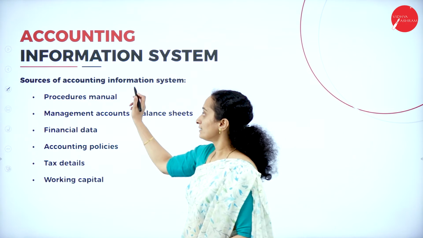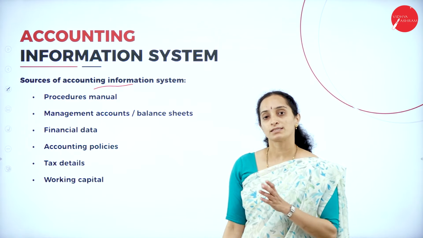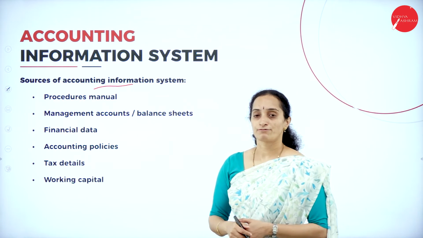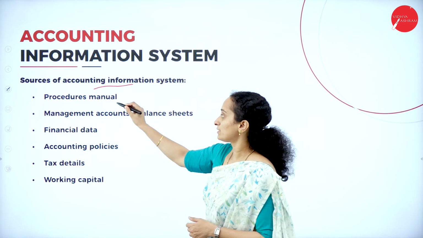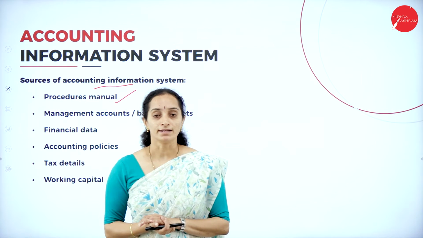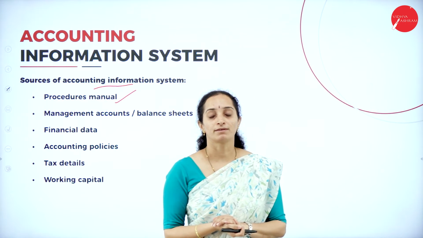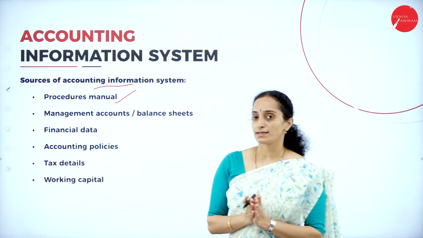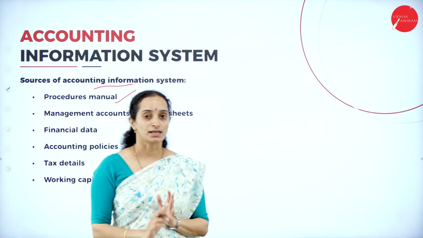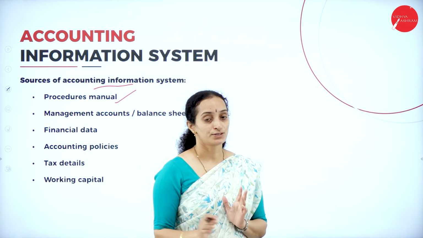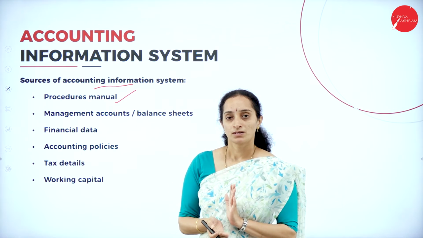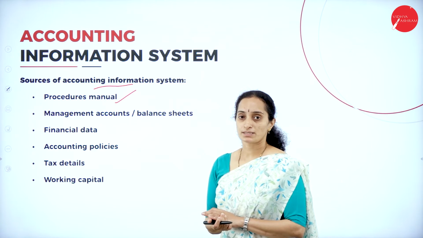The next thing is, how do we get the information for the accounting IS? What are the sources of the accounting information system? The first source is the procedure manual. The manual will be given, or a fixed procedure will be given, about how to organize the data in an accounting information system, like profit and losses, debentures, dividends, all those details must be stored in the accounting information system.